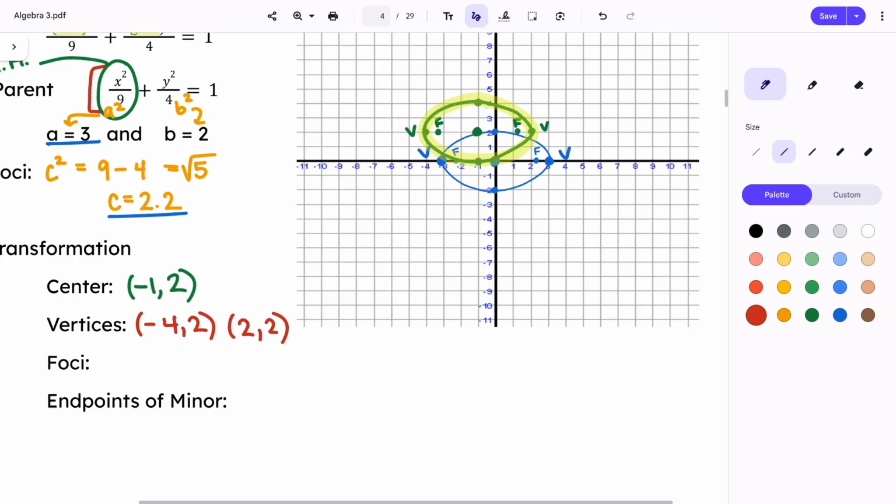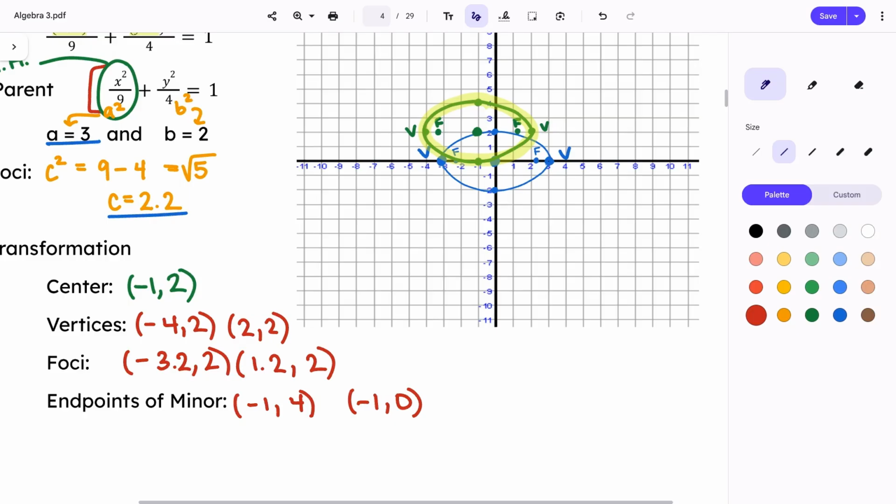My focus points, now these ones again, we're going to have to think about the decimal because it started at 2.2. So it would be -3.2, 2, and then the other one would be 1.2, 2. Okay, and then those minor points would be at -1.4 and -1.0. And I'm just reading all of that from my graph.